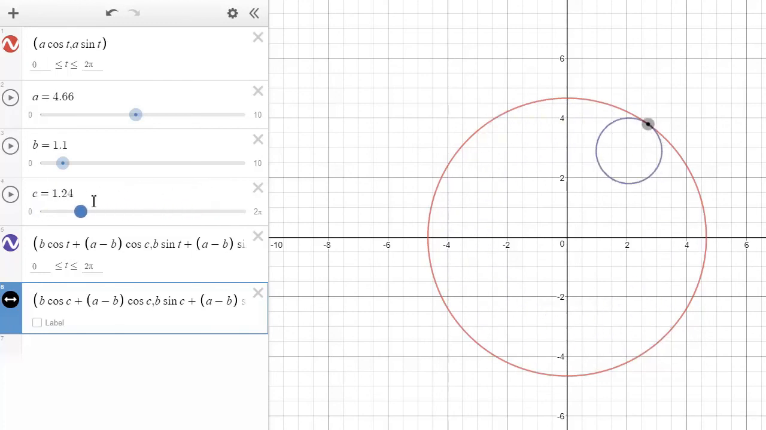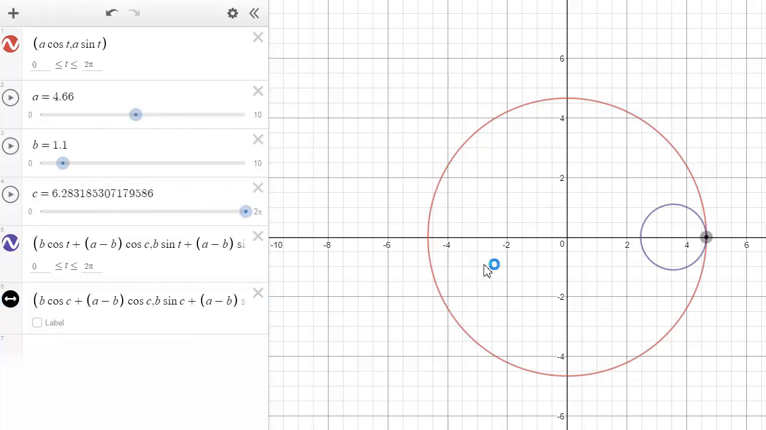Anyway, we are currently here. Now we need to get the particle to rotate as the circle rolls around. I will continue in the next video.